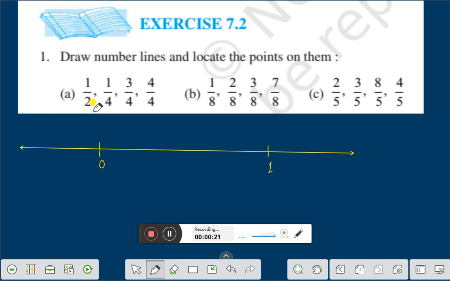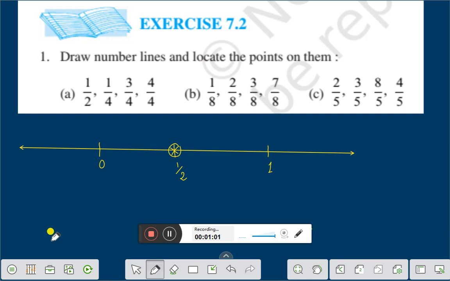Here you see 1 by 2. That means this 0 and 1 should be divided into two equal parts. Right. Therefore in the middle we have taken another division. Therefore, this 1 by 2 lies between 0 and 1, and here this is 1 by 2. This is the representation of the first number 1 by 2.